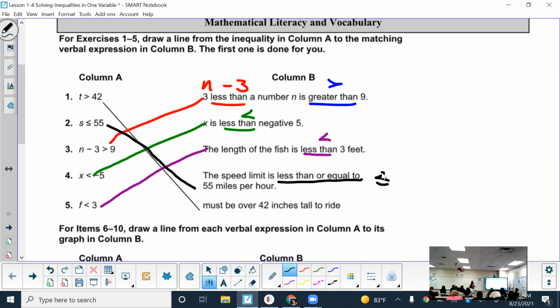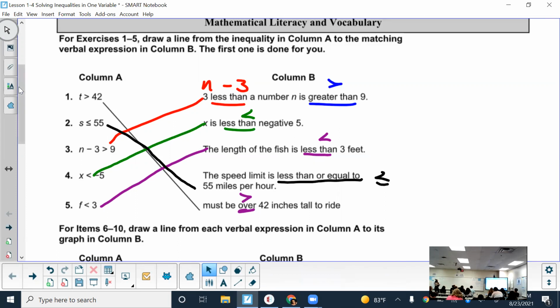You can go 55. And then this one's already drawn for you, must be over 42 inches tall to ride. So over is a really good signal word. If you have trouble with that one, over, like whether it's greater than or less than, just think about it logically. If you have to be over 42 inches, does that mean you're more than 42 inches or less than that? More than also means greater than, right? So just those signal words. Questions there?